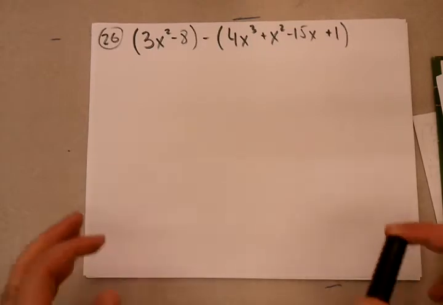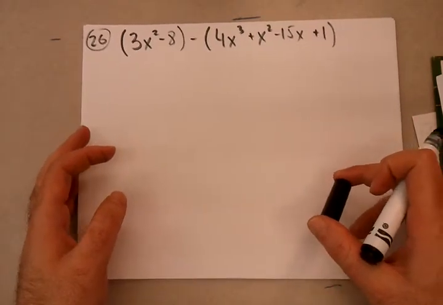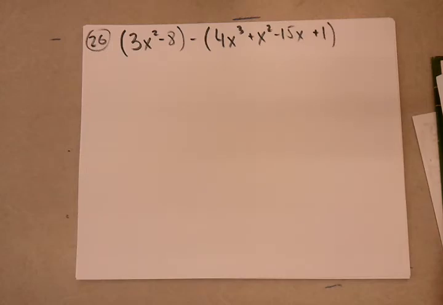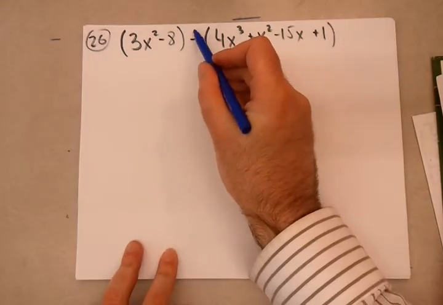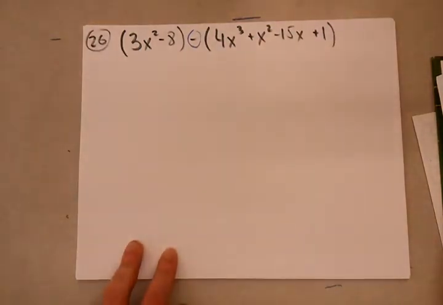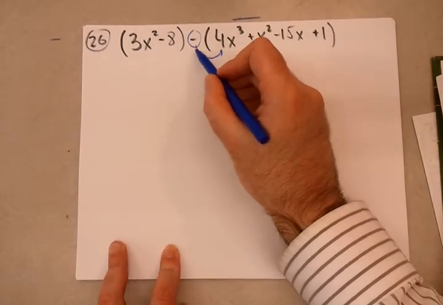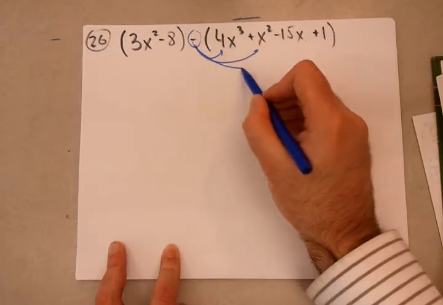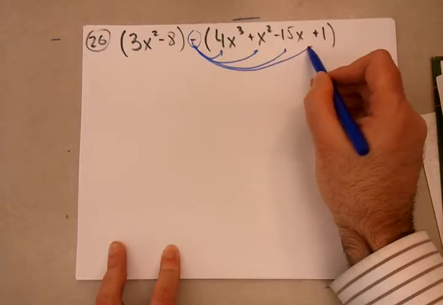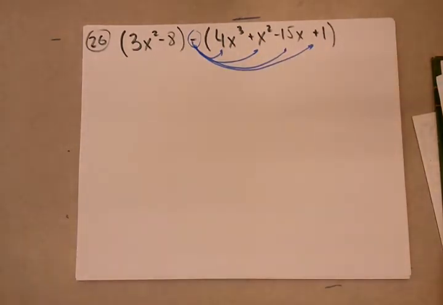Alright, so number 26, again you have a pair of polynomials and this time they're being subtracted. So before you can do anything else, you have to take a look at the minus sign over here. And it prevents you from opening up the second parenthesis. You have to distribute that before anything else can happen. So you have to distribute that evenly to every single member of that second polynomial.